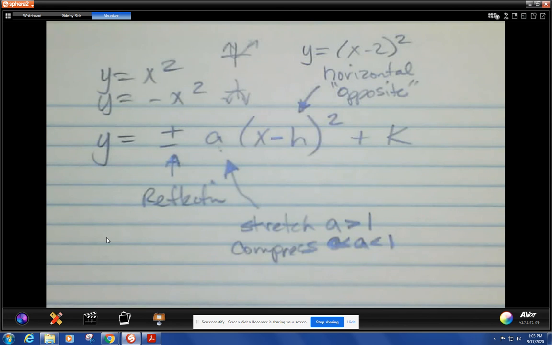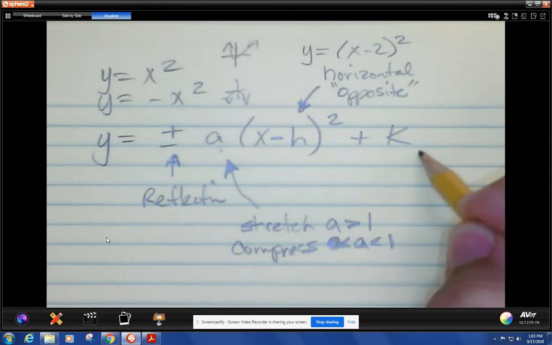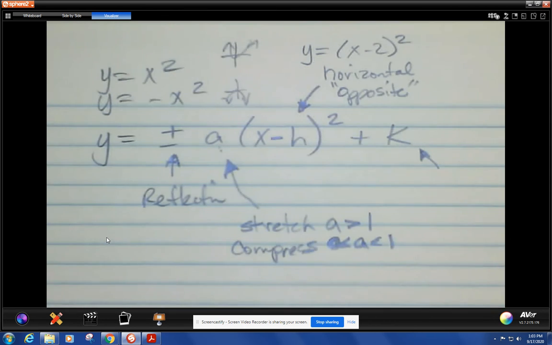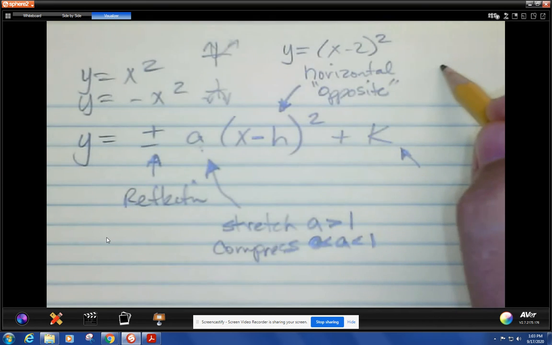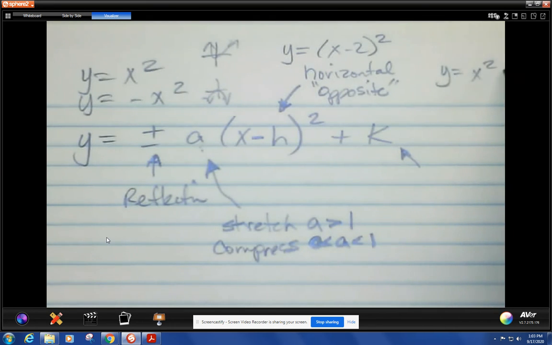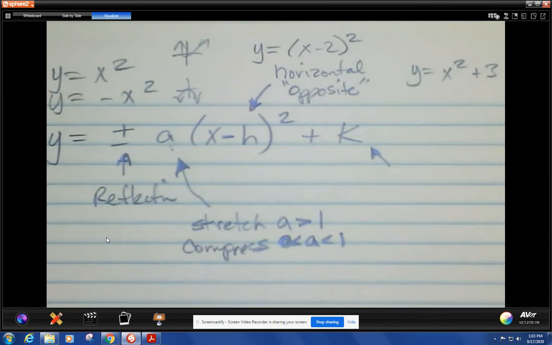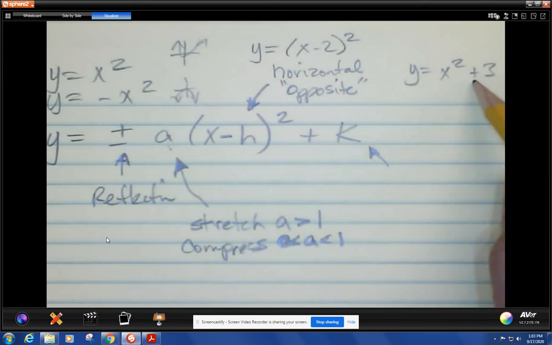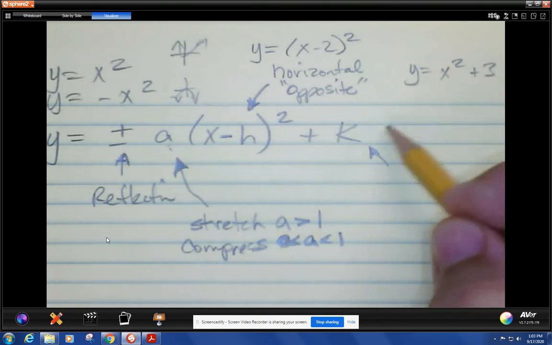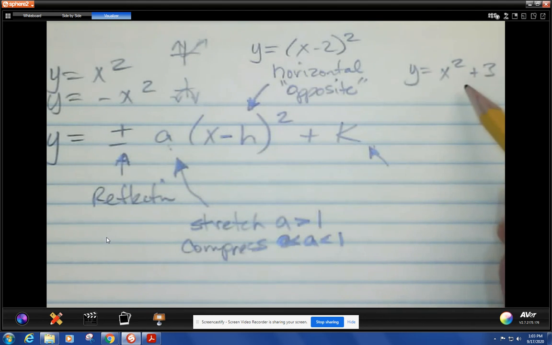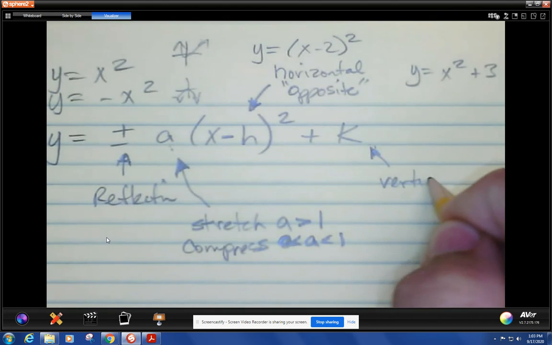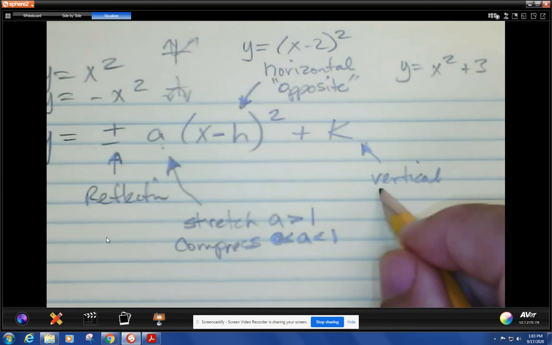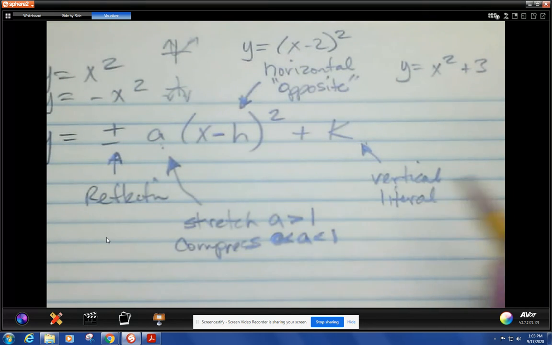And then last but certainly not least, out here, remember when we had an equation where we had, for example, y equals x squared plus 3. So when we had something like that, we remember that this graph actually shifted up 3 units vertically. So it denotes a vertical change when you have a number out here. And not only that, but it is literal. So what that means is if it says plus 3, then it actually goes up 3.